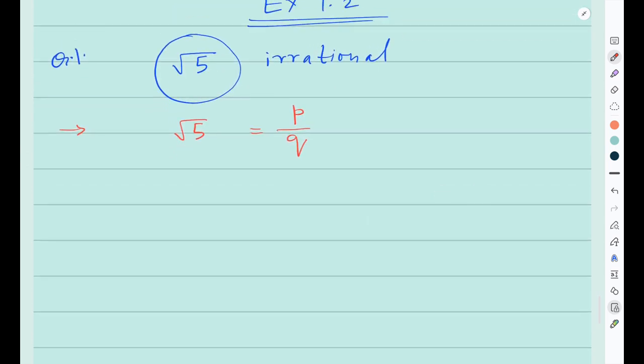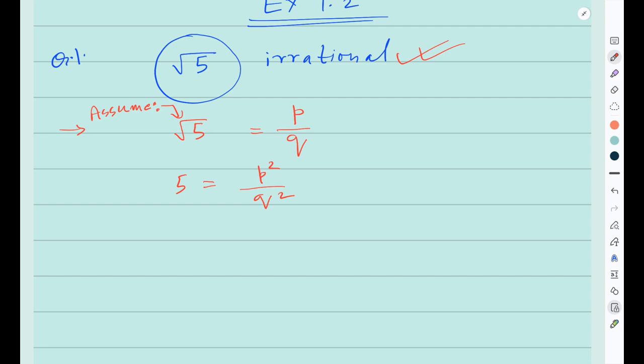Now we have to prove that square root of 5 is irrational. So what we do, we start by assuming that it is rational, and then let us see what happens. Assume that square root of 5 is a rational number. Then it could be expressed in the form of p by q. Let us square both sides: 5 equals p square divided by q square. So far, no problem.